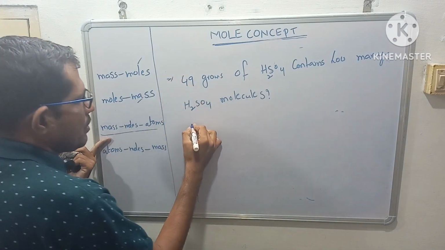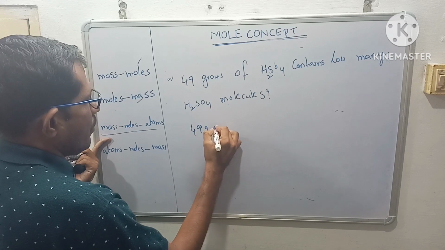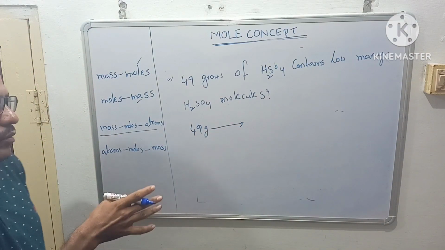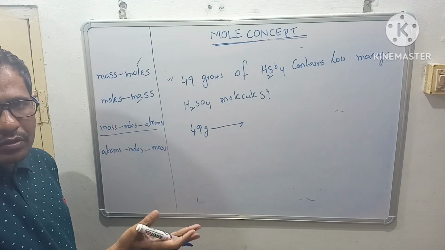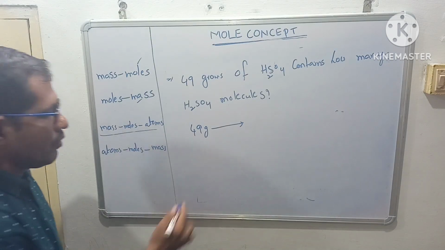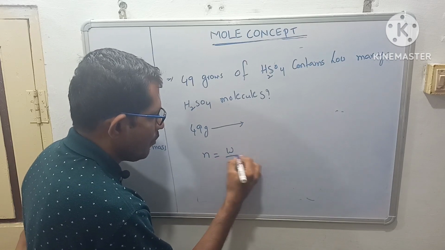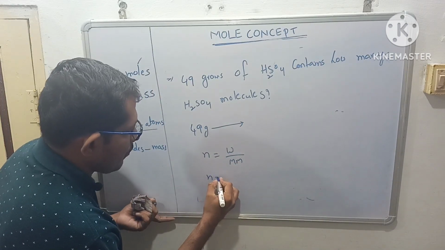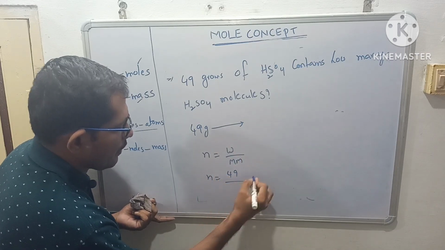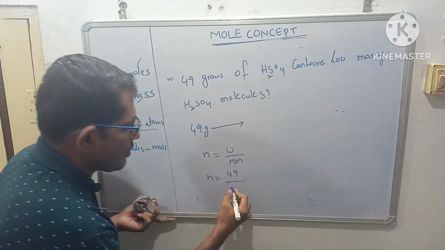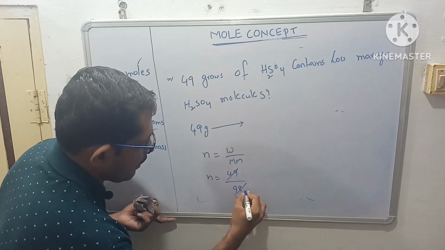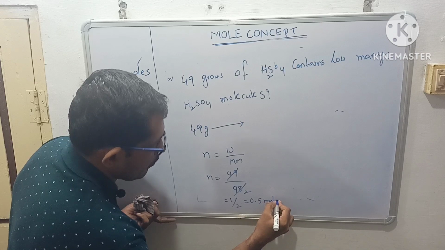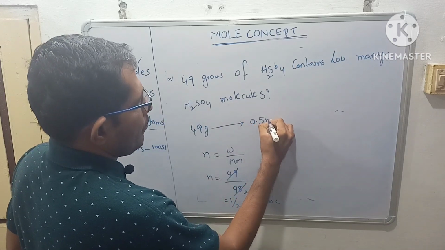First write mass. What is the mass of the H2SO4? 49 grams. Then how many moles? To convert the mass into moles, you need to use this formula: n equal to mass by molar mass. The mass of the H2SO4 here is 49. The molar mass, just now we calculated, is 98. 49 by 98, 1 by 2, that is equal to 0.5 mole. Here I am writing 0.5 mole.